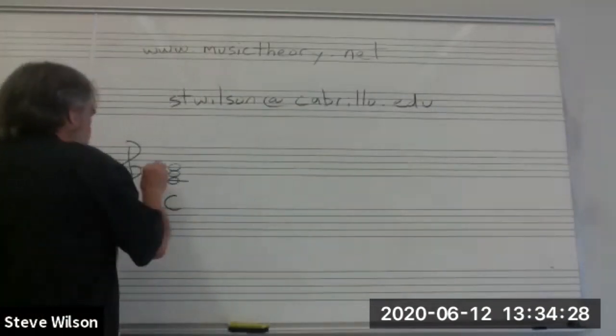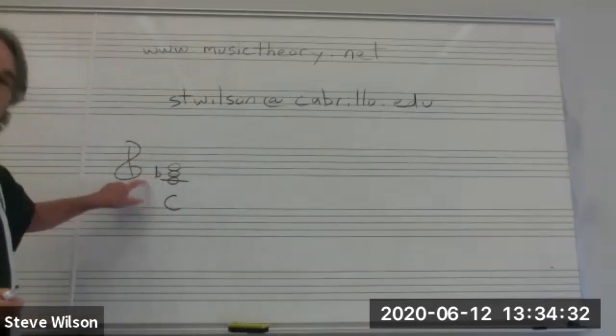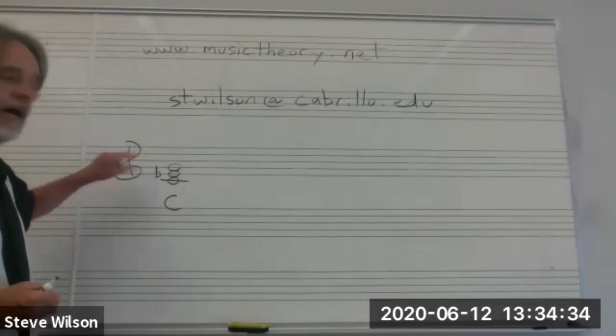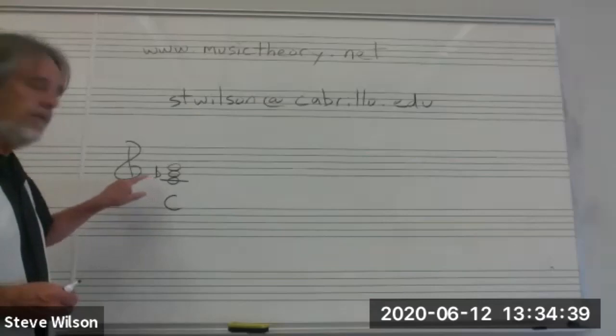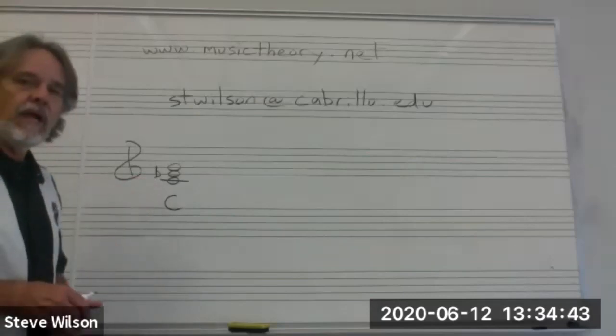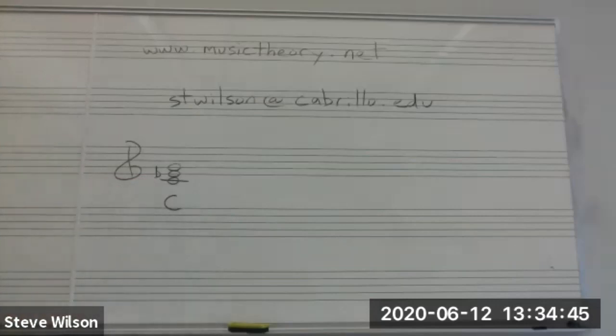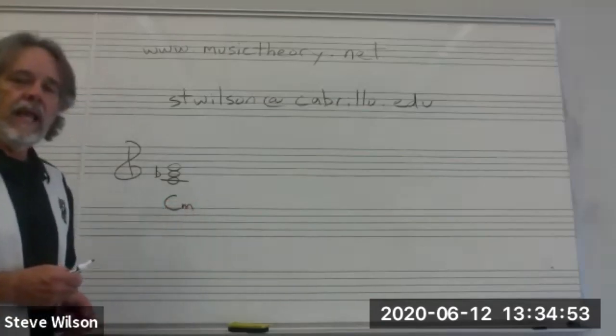Now, a minor triad, as I pointed out a few minutes ago, was 1, flat 3, 5 of a major scale. So if I flat the third by putting a flat on this, I have a minor triad, which sounds like this. The standard chord symbol for this is a little m.